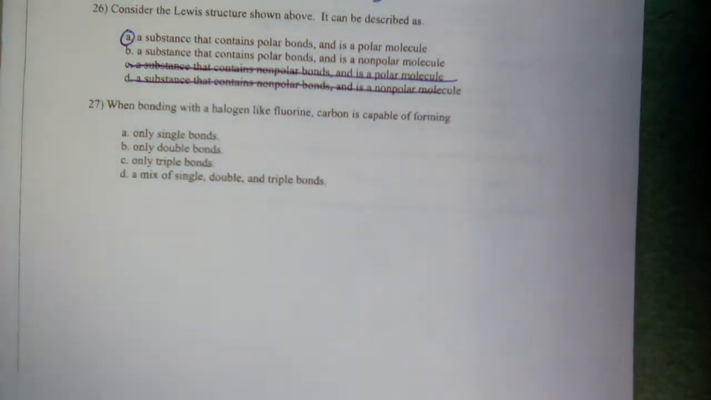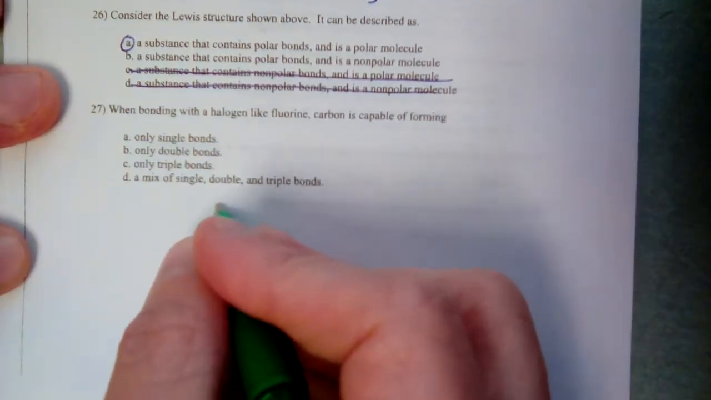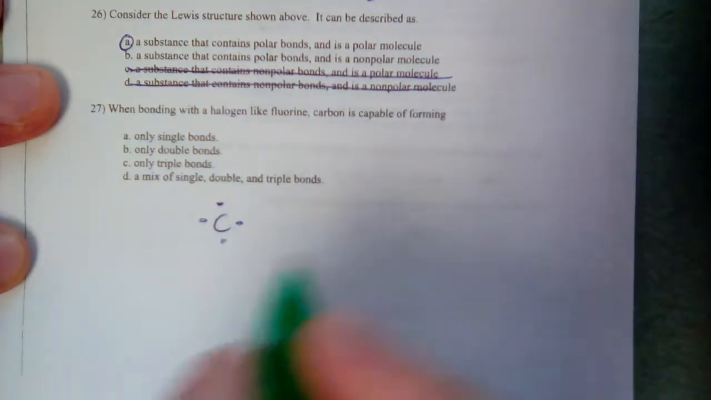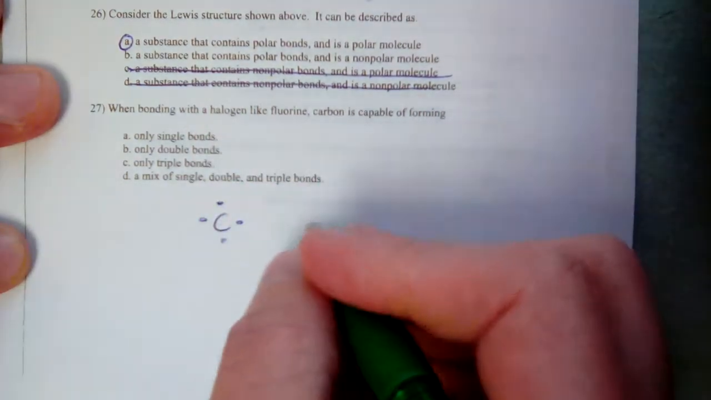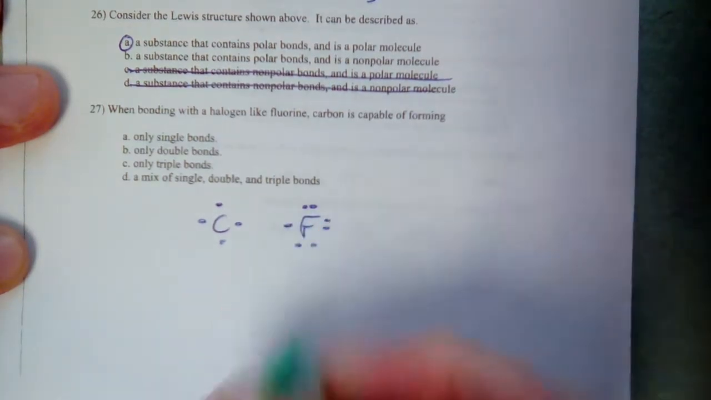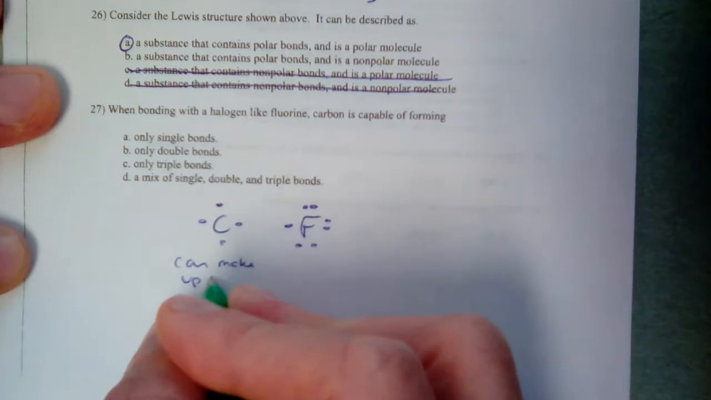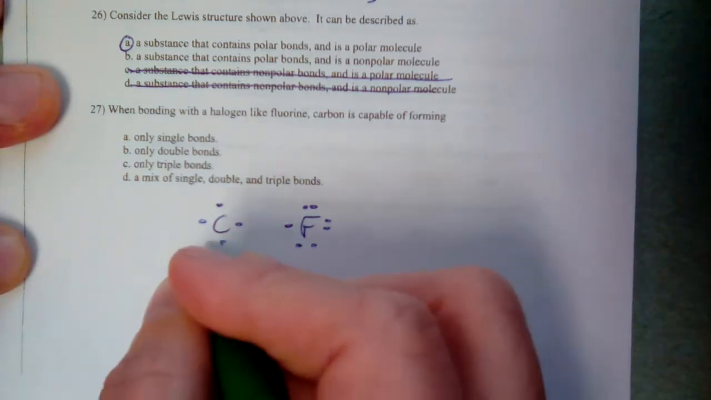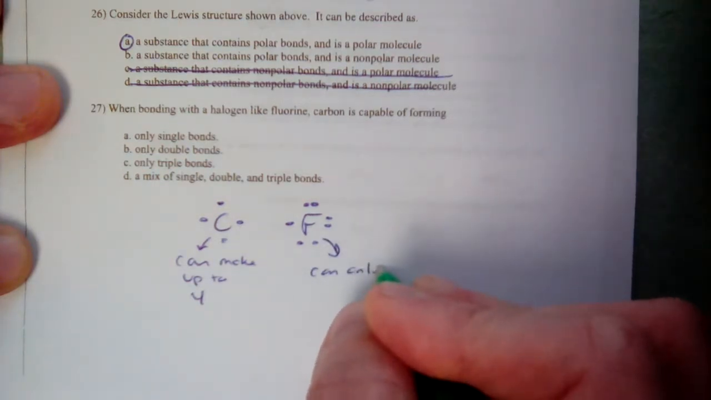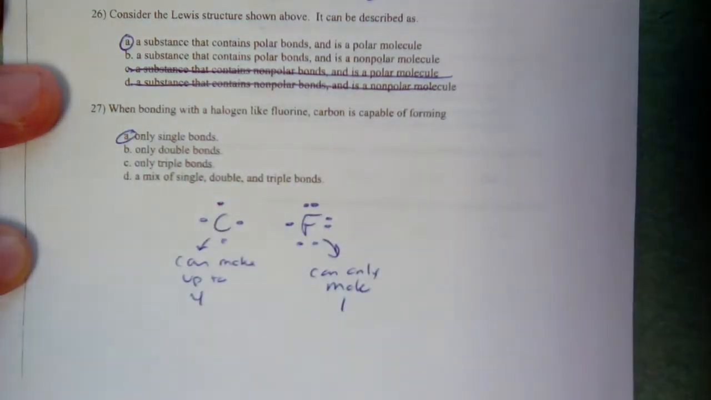27. When bonding with a halogen like fluorine, carbon is capable of forming what? Well, to answer this question, we have to look at Lewis structures. Carbon's got four valence electrons, which means four single dots. Carbon can make four bonds. Halogens like fluorine have seven valence electrons, so it can only make one. Carbon can make up to four bonds, but fluorine can only make one. That is going to limit us to nothing but single bonds.